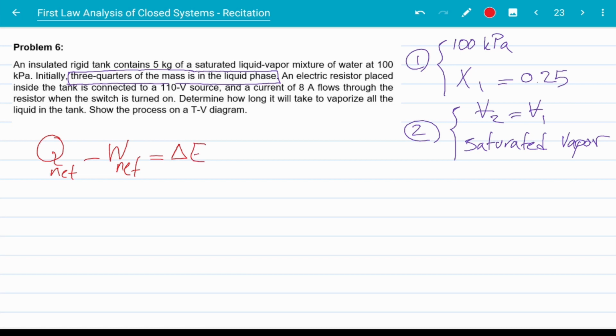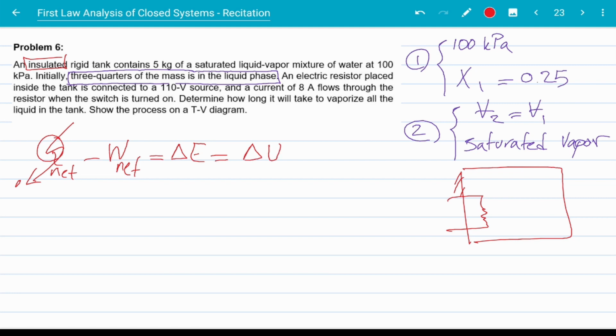Now, the system that we are working with is a rigid tank. There is a resistor inside. The problem specifically states that this tank is insulated. So no heat can come in or out of the system. Now, this tank is not moving, it's not changing elevation, so it's a safe bet to assume that the change of energy of the system is actually the change of internal energy. Okay, so we get that minus W net is equal to the change of internal energy.